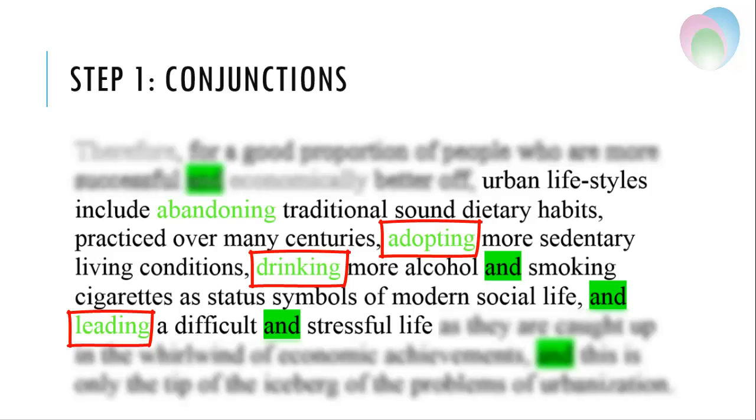And the next one is abandoning. As you can see, firstly, we do not have any other ing words before abandoning, and secondly, there is no comma. Therefore, this should be the first item in this series. Urban lifestyles include 4 things. First, abandoning. Second, adopting. Third, drinking. And fourth, leading.